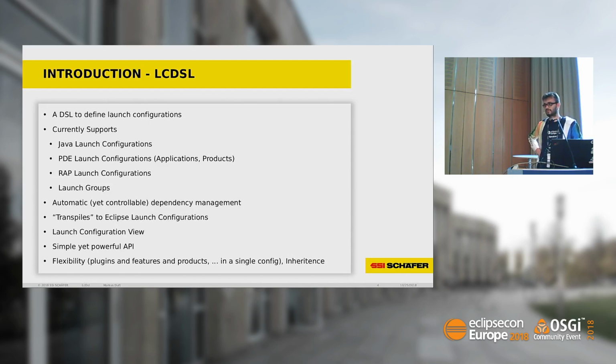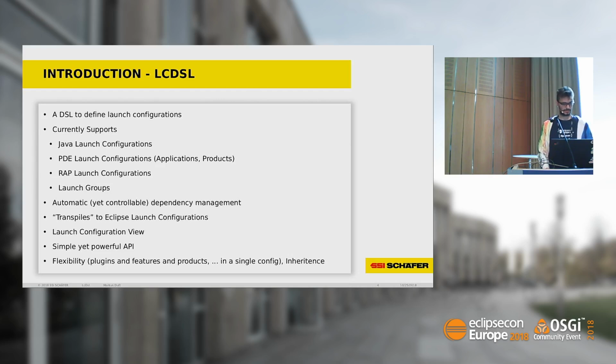Then launch configurations as they are in Eclipse right now, they don't have a really consumer-friendly API. So if you want to create a launch configuration programmatically in your Eclipse extension or whatever, that's not that easy. LcDsl has a very powerful API to do so, employing a standard builder pattern, so you can basically just build your launch configurations nearly as easily as when writing them in the file.